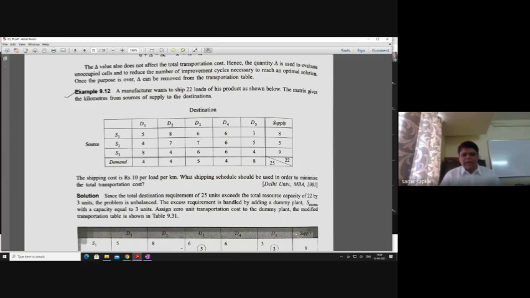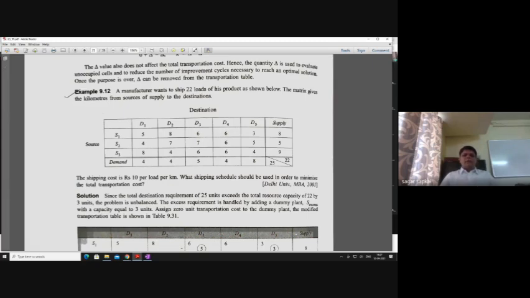And total supply ai values are given, total demand bj values are given. And then the distance in kilometers is given in the matrix. And the shipping cost of rupees 10 per load per kilometer is mentioned. What shipping schedule should be used in order to minimize the total transportation cost? Okay, so take down this problem and check whether it is balanced or unbalanced.